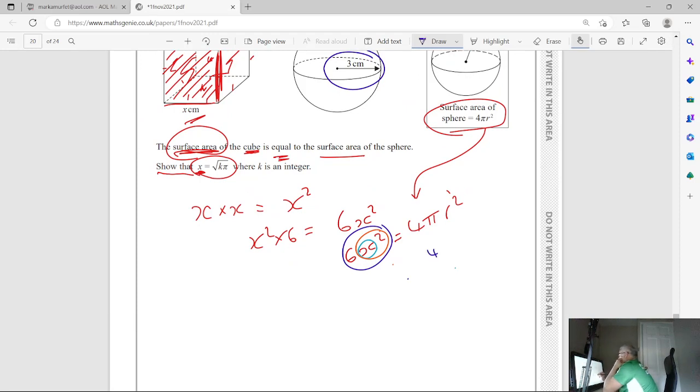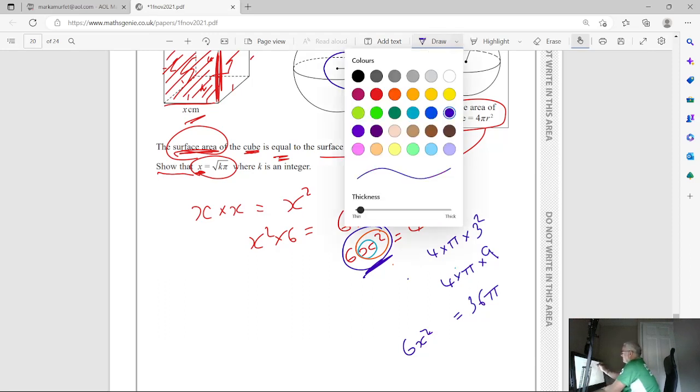4 times pi times 3 squared. Okay, so 3 squared, 3 times 3 is 9. Do that bit. And then we can do 4 times 9, which is going to give me 36 pi. So we've now got to a point where it's easier, because 6 lots of x squared equals 36 pi. It looks a simpler equation to now solve.